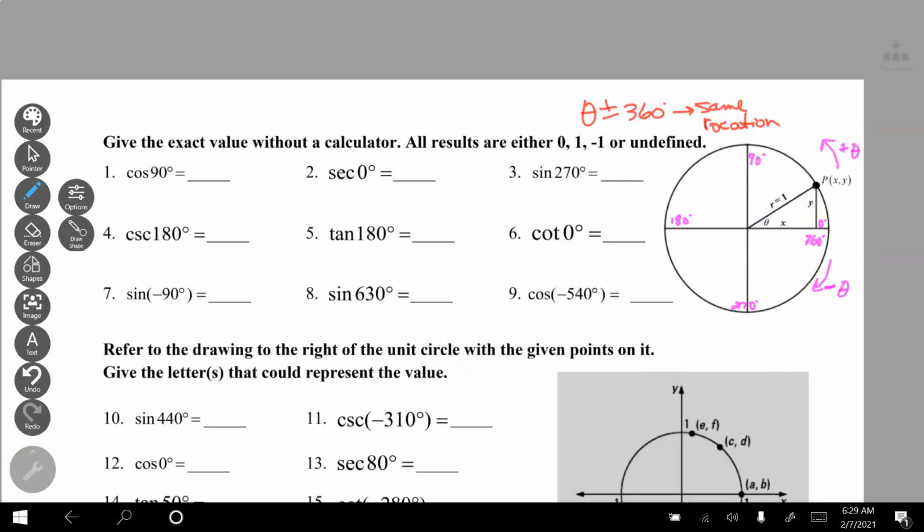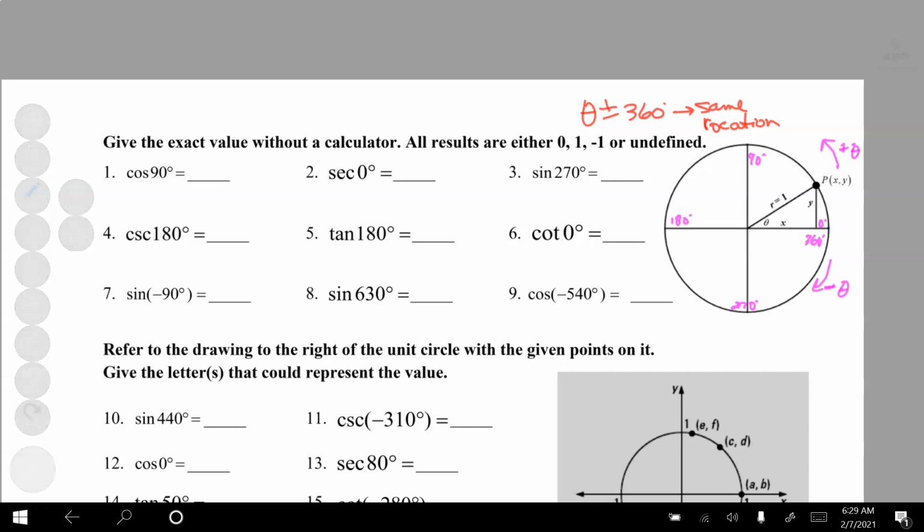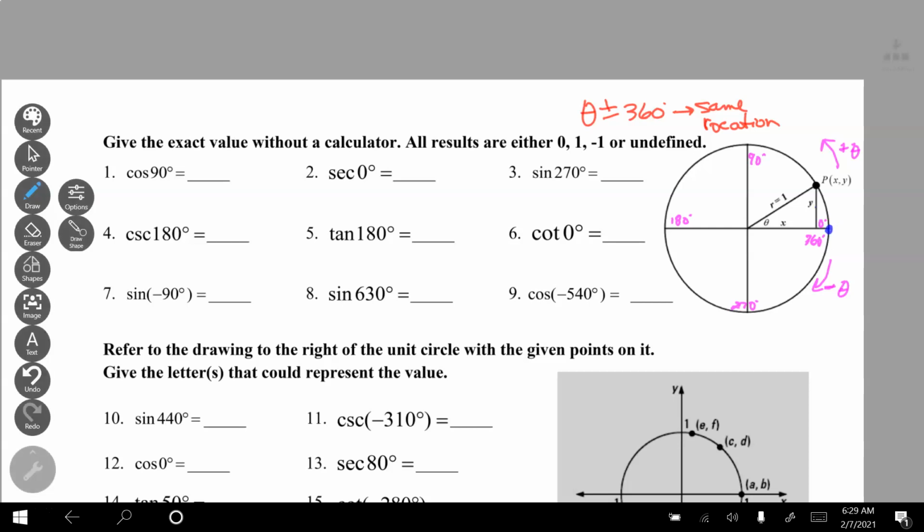Okay, so we're going to use our little unit circle to figure out the answer to all these questions here, and every one is going to be either 0, 1, -1, or undefined. So let's put some points here. This point here, because my radius is 1, is (1, 0). This point right here is (0, 1). This point right here is (-1, 0). And this point down here is (0, -1).